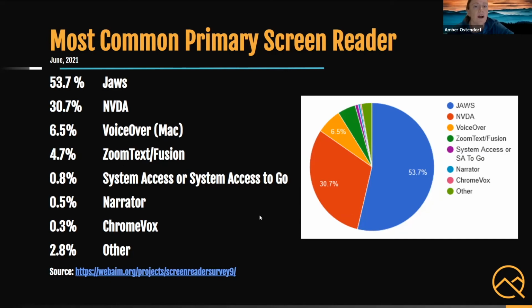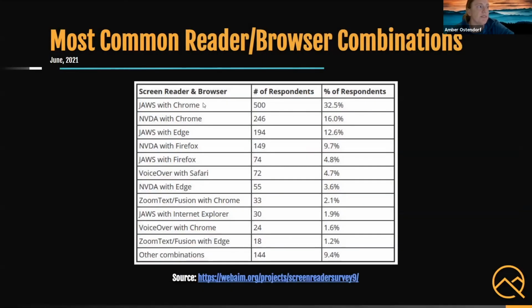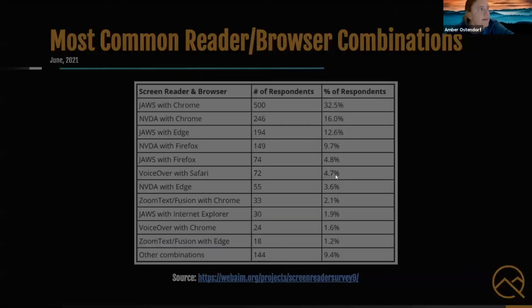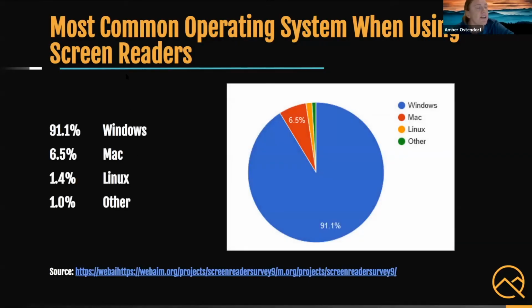So what combinations are they using the most? Most users are using JAWS with Chrome or NVDA with Chrome. So Chrome usually wins as the preferred browser. And then JAWS with Edge I found interesting, but then Firefox with JAWS and NVDA show up down here as well. So Edge is growing in popularity, but it's interesting that they're using it with JAWS when Narrator was built more for Edge.